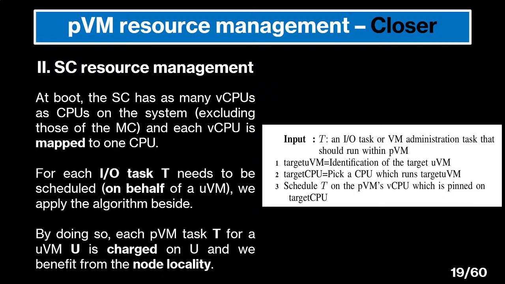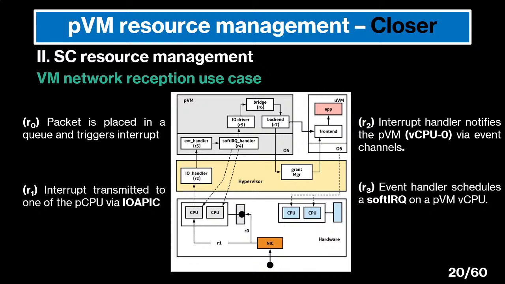I'm going to present here just the case for the network reception. So by default, what happens when a packet arrives on the network card is the packet is placed in a queue at step R0 here, and there's an interrupt which is generated. The interrupt is then transmitted via I/O APIC to a physical CPU. Then there's a virtual interrupt at step R2 that is sent to a virtual CPU of the privileged virtual machine. Then the virtual interrupt handler, so the event channel handler, is going to be triggered.